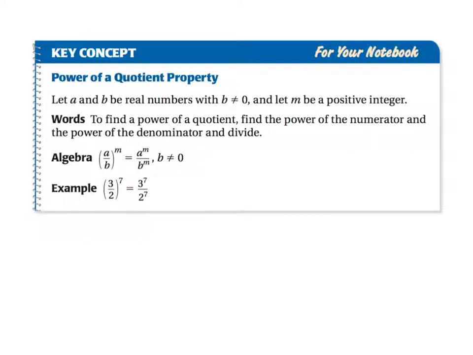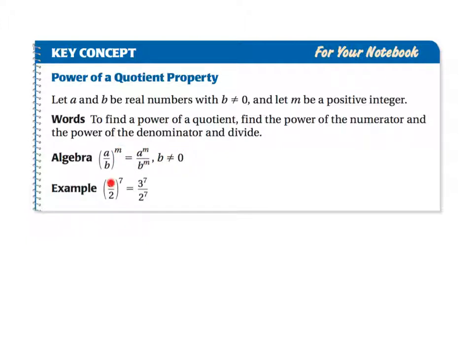And now we have our next property, the power of a quotient property. So it says let a and b be real numbers with b not equal to 0, because if b were equal to 0, I'd be dividing by 0, which is not possible. And let m be a positive integer. So in words, to find a power of a quotient, find the power of the numerator and the power of the denominator and divide. So if I have a over b all raised to the m power, that's just a to the m over b to the m.